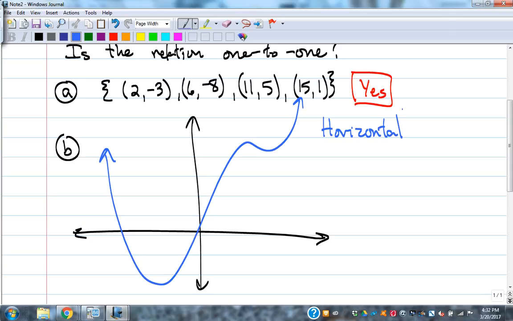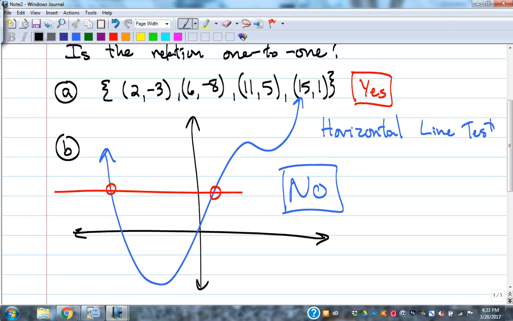And it's the same rules. If it hits it more than once, it fails. So if I put a horizontal line on this, there's a good spot. It hits it twice. So the horizontal line test says this one's not one-to-one because these two spots have the exact same y value. They've got different x values, but the same y value. So that's a repeated y value. So the horizontal line test tells us that this is not a one-to-one function. So no.